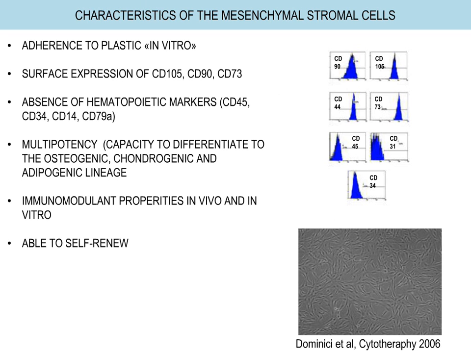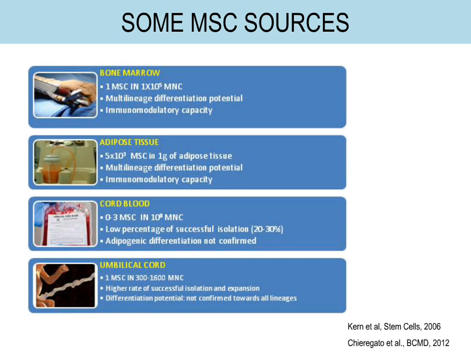They express some surface markers like CD105, CD19, and CD73. They do not express hematopoietic markers like CD45, CD34, and CD14. And they are able to differentiate to the osteogenic, chondrogenic, and adipogenic lineages. Very important, they have immunomodulant properties in vivo and in vitro, and again, they are able to self-renew. Among MSC sources, the most important is the bone marrow, but MSCs are present also in adipose tissue, cord blood, and umbilical cord.